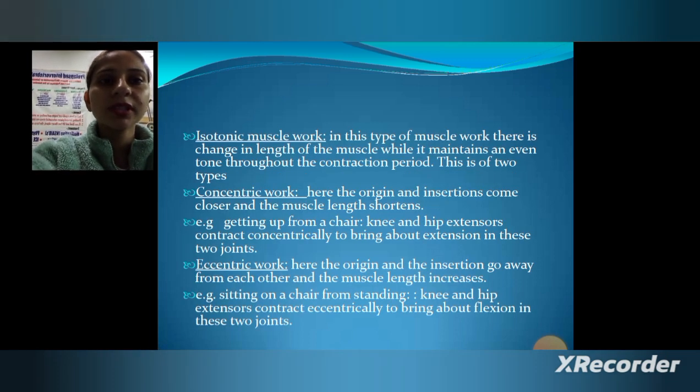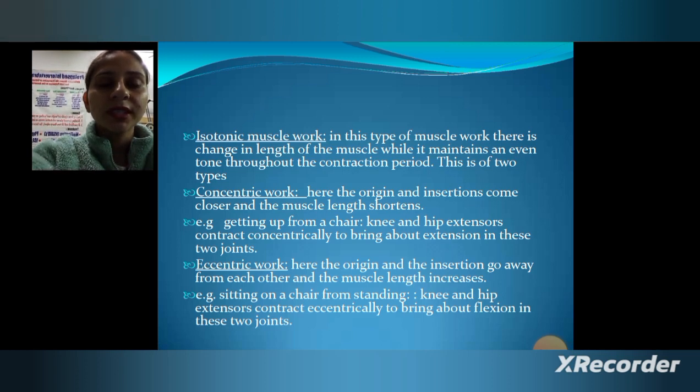Then isotonic muscle work. In this type of muscle work, there is change in length of the muscle while it maintains an even tone throughout the contraction period. This is of two types, concentric and eccentric. In concentric work, the origin and insertion come closer and the muscle length shortens. For example, getting up from a chair, knee and hip extensors contract concentrically to bring about extension in these two joints.